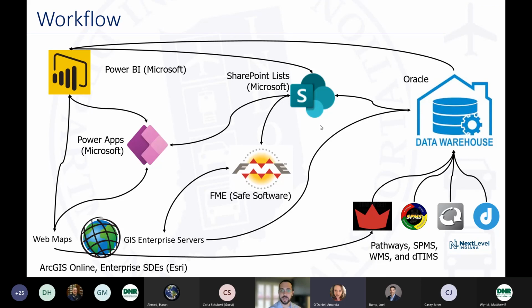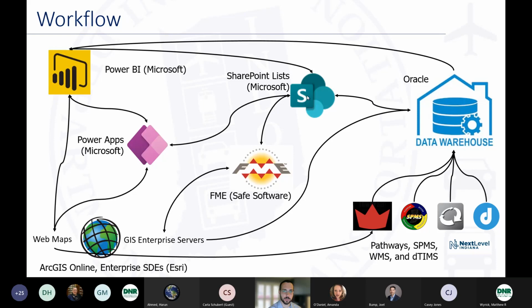Okay. So going into this, we have a few different sources of data, including Pathways, SPMS, BIAS, which is for bridge inspection, and DTEMS, which is kind of paralleling what we're doing in terms of planning out data in the future. And then all of those sources of data are residing on separate servers, and they're getting compiled in our data warehouse, which is Oracle.